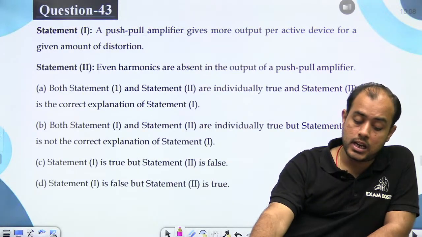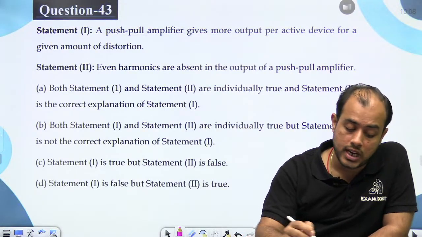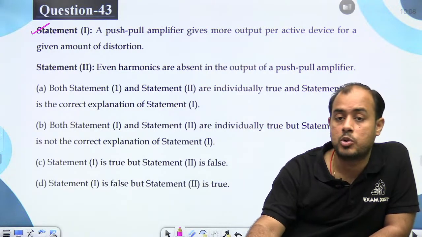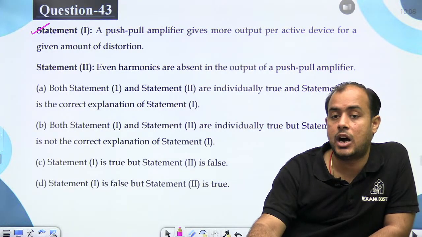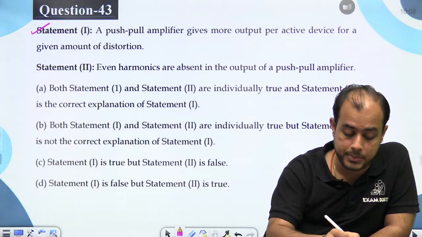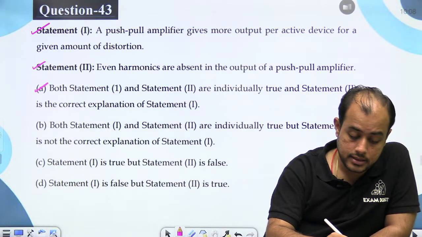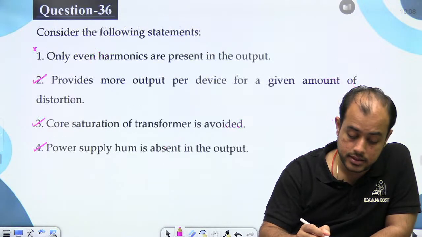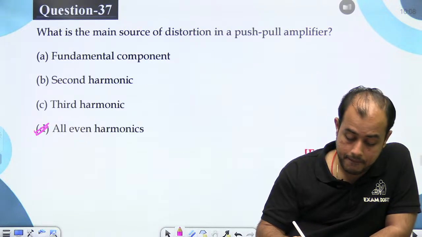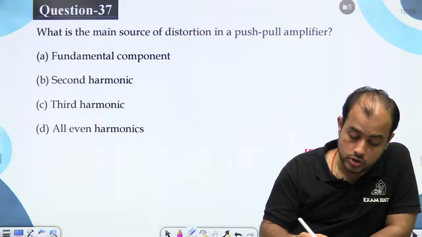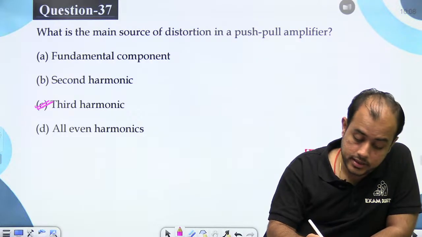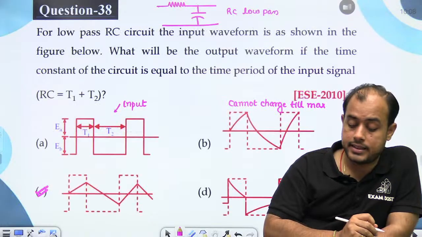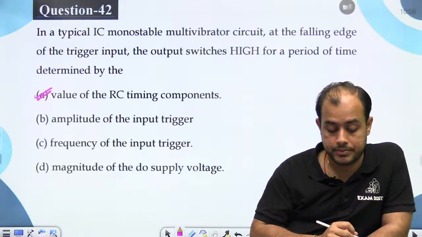ESE 2012, push-pull amplifier gives more output per active device. Yes. Even harmonics are absent in the output of a push-pull amplifier. Correct. अच्छा, इसके आधार पे एक आंसर करेक्ट करना पड़ेगा, ये वाला. Main source of distortion is third harmonic because even harmonics are absent. कैंसिल आउट हो जाते हैं ना बेटा पुश पुल में.